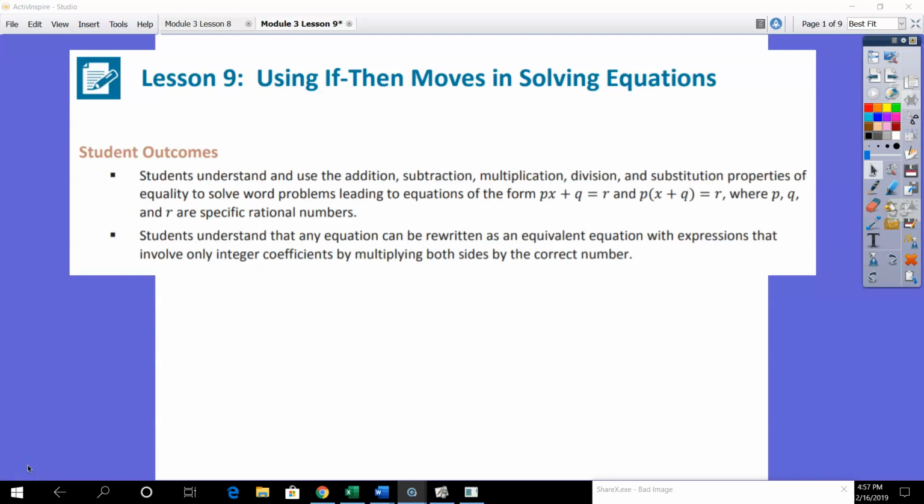Hi, this is Ms. Pellegrin, and today we're looking at Module 3, Lesson 9, using if-then moves in solving equations.